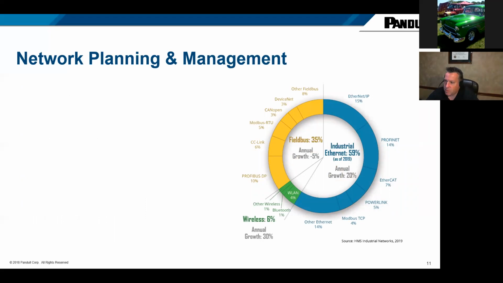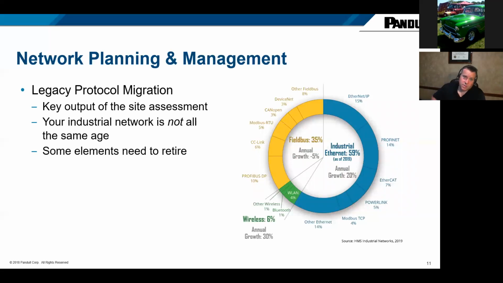So when we talk about network planning and management, again, one of the biggest things we struggle with is legacy protocols and migrating from them. You can see from HMS Industrial Networks on the right, and we've actually had this graphic over the years, and we just refresh it as HMS refreshes it. And the blue area has grown every year, right? So the blue is your industrial Ethernet. The yellow is your more legacy fieldbus protocols, so things like DeviceNet, Modbus, CC-Link, Profibus. Green is an emerging area of wireless.